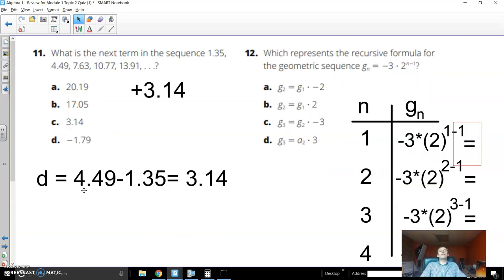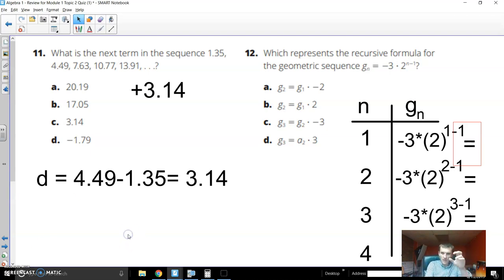Okay. Number 11, what is the next term in this sequence? 1.35, 4.49, 7, 10, 13. When I look at that, I'm thinking, okay, 1 to 4, 4 to 7, 7 to 10, these are all roughly 3, and if you subtract them to find the common difference, you notice that it's exactly 3.14. Kind of made me think about pi. That's not pi, that's an estimation of pi. Pi is an irrational number that goes forever and ever, but that's roughly what it's equal to. So just continue that sequence for the next term, and I think you got that one pretty easily.